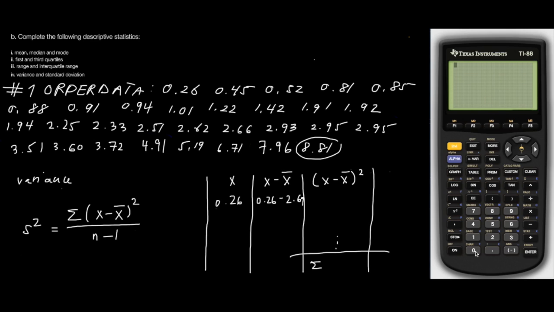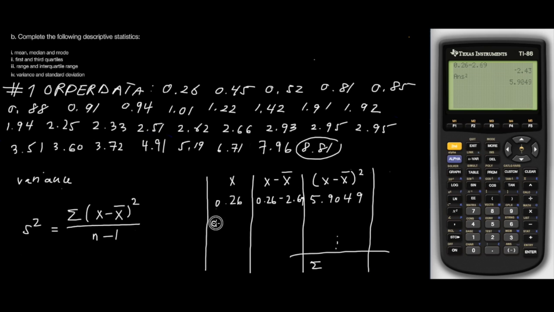So this gives us 0.26 minus 2.69. So it gives us negative 2.43, which we will then take to the power of 2 to remove the negative sign. And this gives us 5.9049. Okay. So we'll just go ahead and write that here. 5.9049. So then we would repeat the process for all 30 data values.